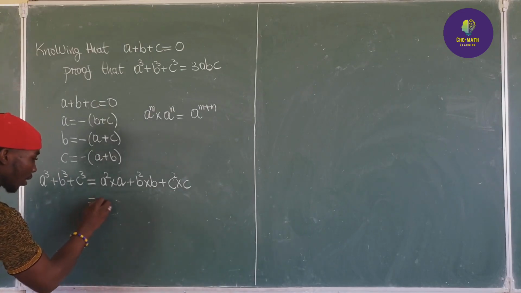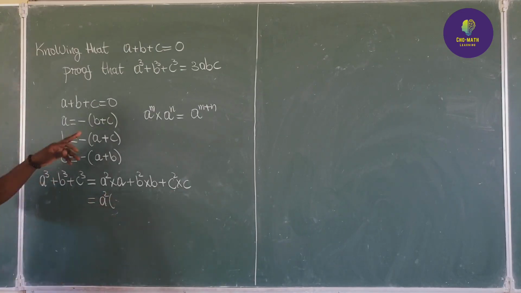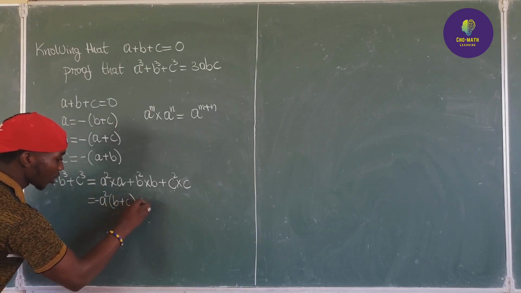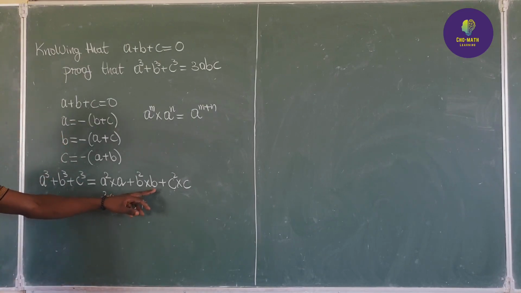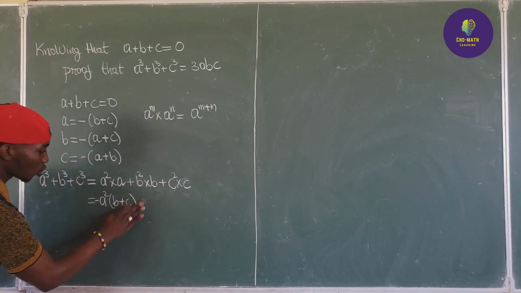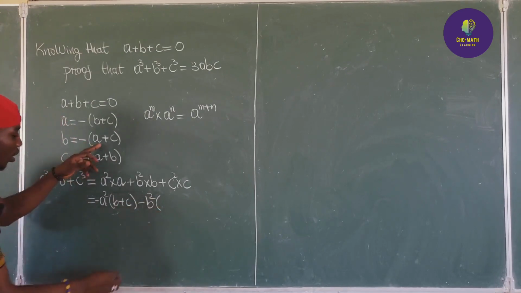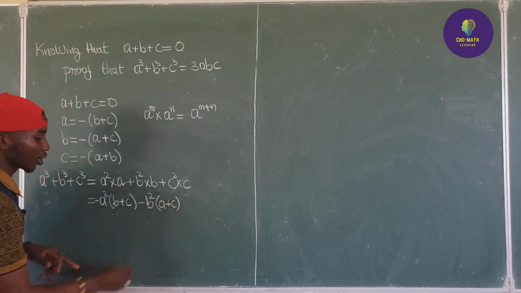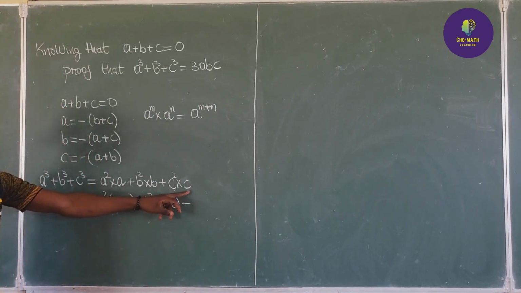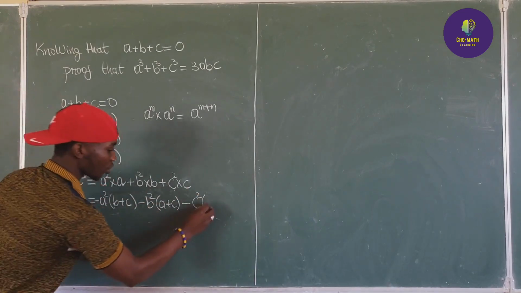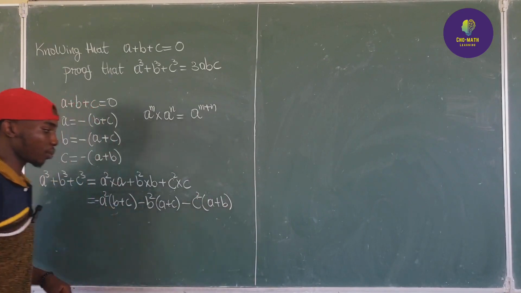At this level, I'm going to replace a by this value here. That's negative (b plus c), and plus, the b I'm going to replace. So I have a negative sign, negative multiplied by b squared times (a plus c), and minus, this minus is coming from this c, c squared times (a plus b).